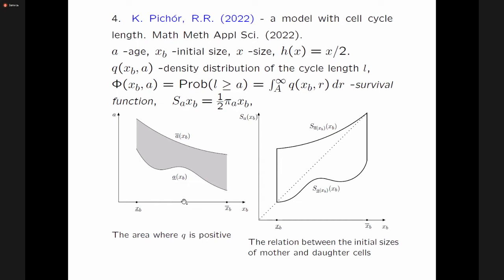So if, for example, x is an initial size of the cell, then we should go here vertically, and this segment is exactly the segment where Q is positive. And the second assumption is concerning the relation between mother and daughter cells. This assumption means only that if you have a mother cell, then the daughter cell can have a size below the size of the mother cell and above the size of the mother cell. So the diagonal lies in this area.